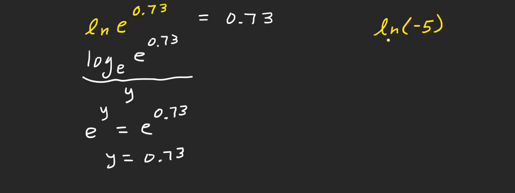What about if you have a natural log of -5? Again, this is undefined. Whatever's inside here, it has to be greater than 0. Positive, but this is negative. So therefore, this whole thing is undefined.